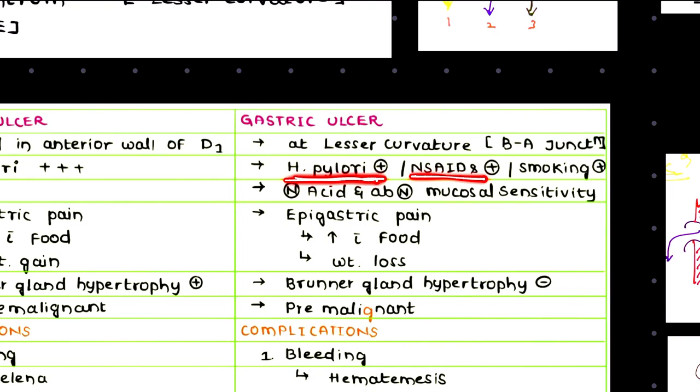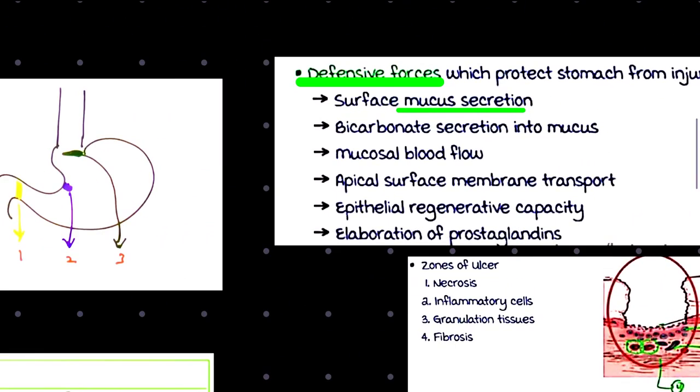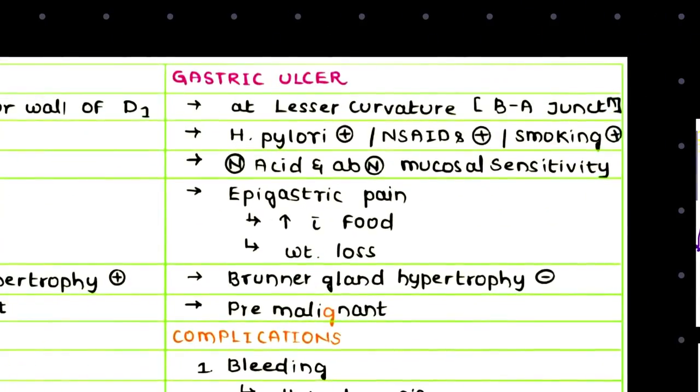Similarly, NSAIDs. As I mentioned earlier, what is NSAID doing? NSAID is causing a reduction in prostaglandin. And what is the role of prostaglandin? The role of prostaglandin is to increase mucus secretion, right? If there is NSAID, there will be less prostaglandin, and then there will be less mucus secretion. And what is mucus doing? Mucus is defending our stomach from being attacked by injurious stimuli. So one of the causes of gastric ulcer is NSAIDs also. Similarly, smoking is also a causative agent for gastric ulcer.